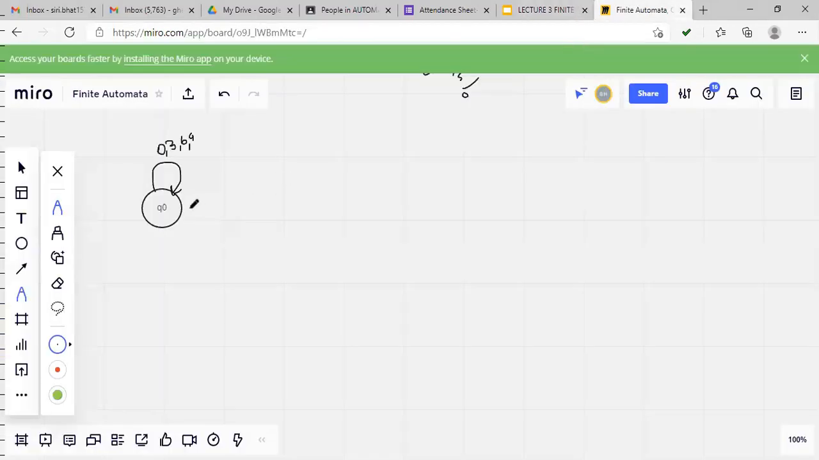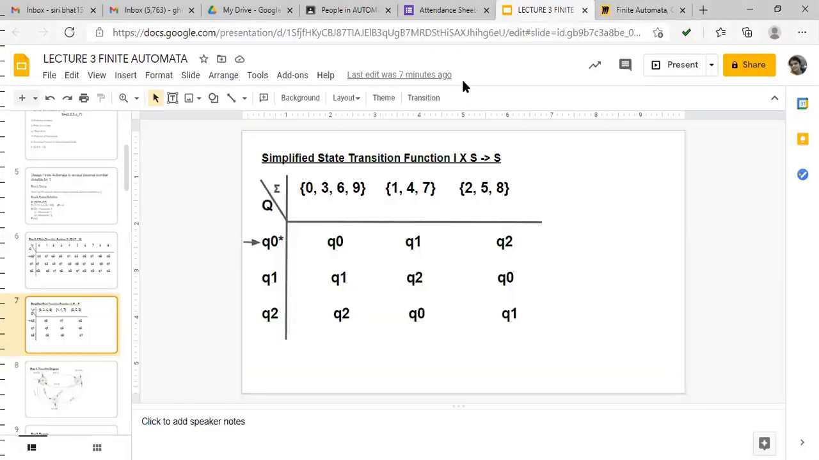Next, Q0 goes to Q1 on 1, 4, 7. Q1 is a new state. Q0 goes to Q1 on input 1. This is my transition, right? We have to write the input on that transition: 1, 4, 7. For every state, we have 3 transitions. Q0 on 2, 5, 8 goes to Q2.